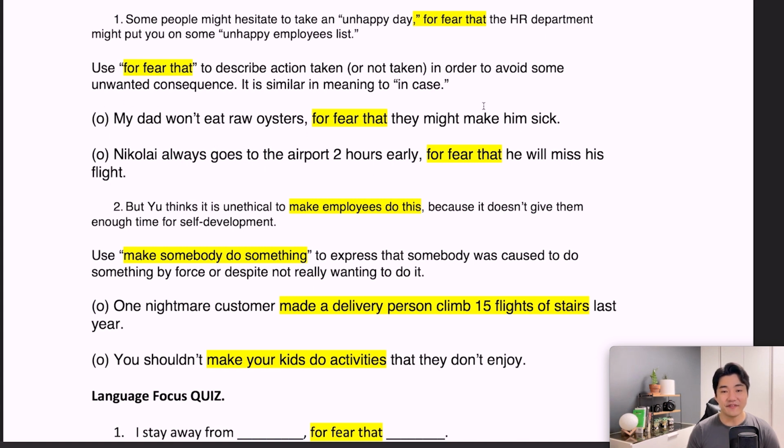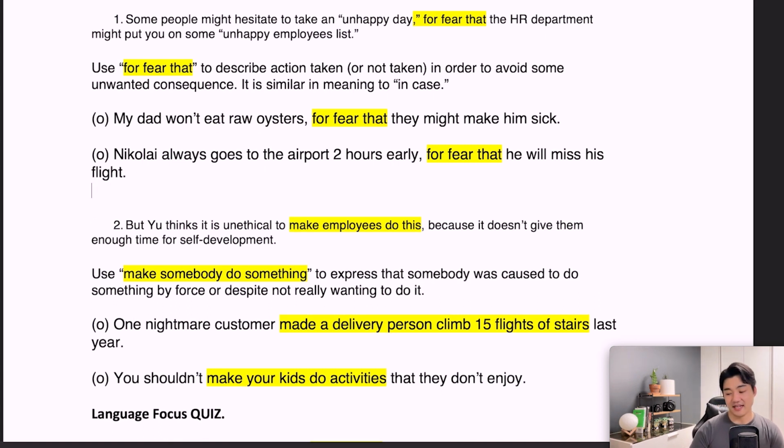So if we look at our first example, my dad won't eat raw oysters. Oh, I love raw oysters. For fear that they might make him sick. I understand because I love raw oysters and they have made me very sick before. But "아버지는 배탈 나는 게 두려워서 생굴을 먹지 않으세요." I love raw oysters. Raw oysters are the best. But yes, I've had 배탈 because of raw oysters before.